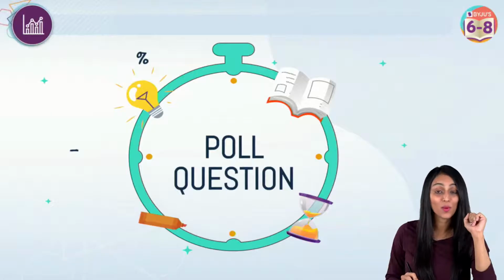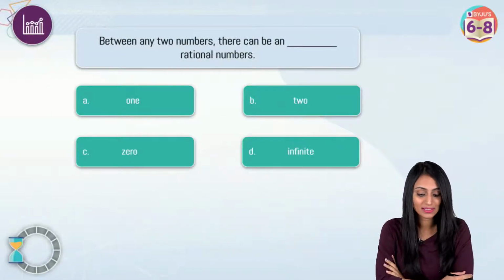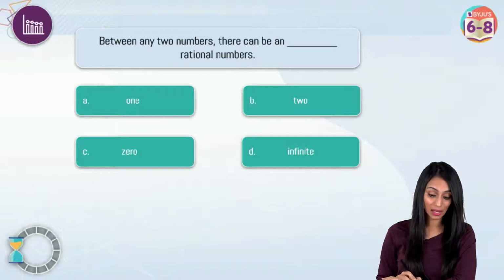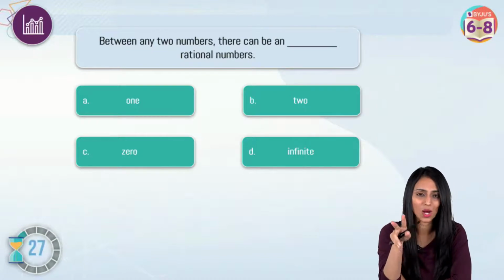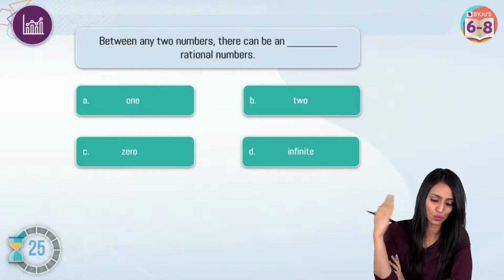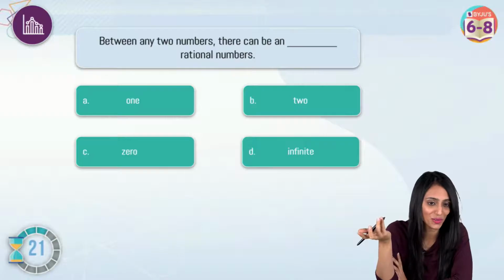So coming up next is a poll question for you. Quickly answer this question. Between any two numbers, there can be a dash rational numbers. So you have 30 seconds. Between any two numbers, how many rational numbers can we have? 1, 2, 0 or infinite? I think this is a simple question to answer.